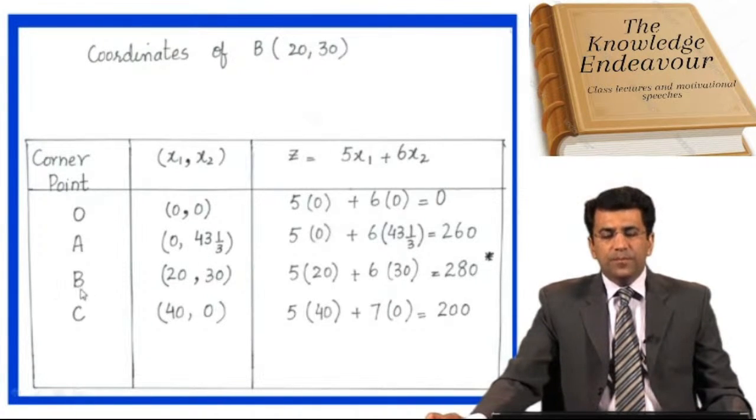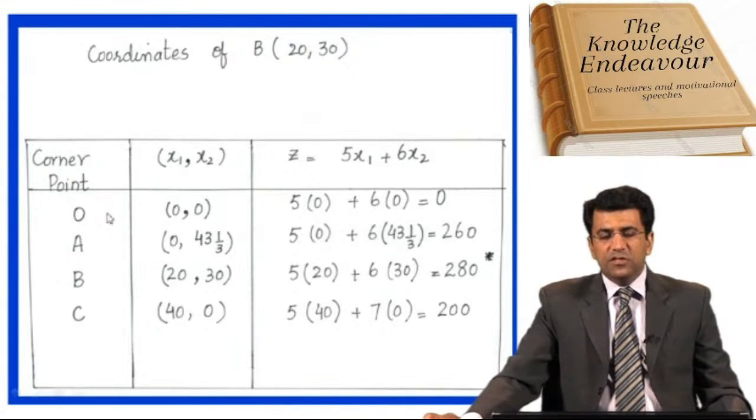At this particular point B, the coordinates are 20 and 30. At this particular point C, the coordinates are 40 and 0. Now this is our objective function, or the profit maximization function, that is z is equal to 5x1 plus 6x2. Now what we will do, we will put these values of x1 and x2 in this particular objective function.